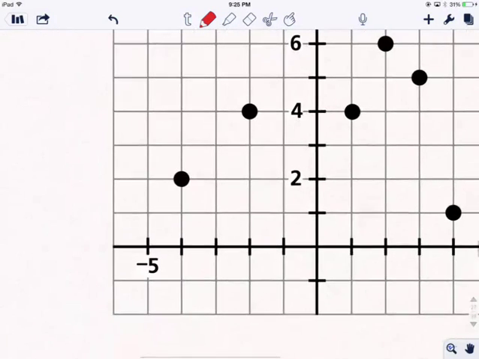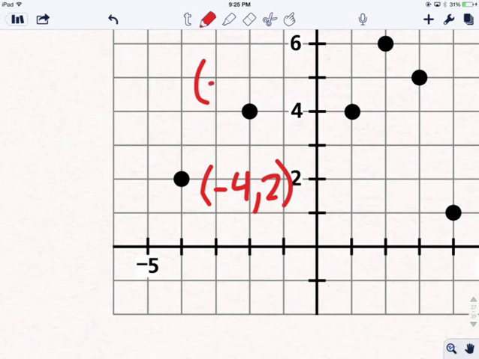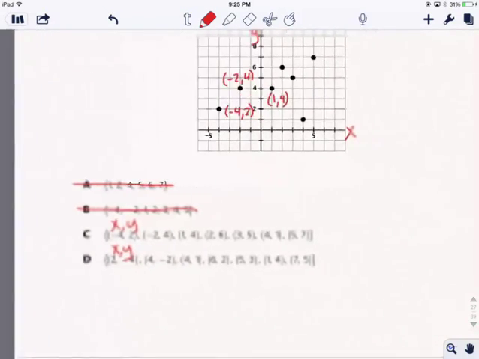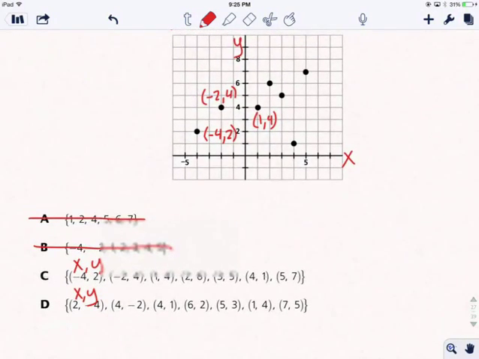So let's just grab a couple of points here. Like this one is negative 4 comma positive 2. This one is negative 2 comma positive 4, and so on. You can read the rest of these points off. Now of C and D, which answer choice contains these points right here and contains the rest of them? It's pretty clear that it's answer choice C.